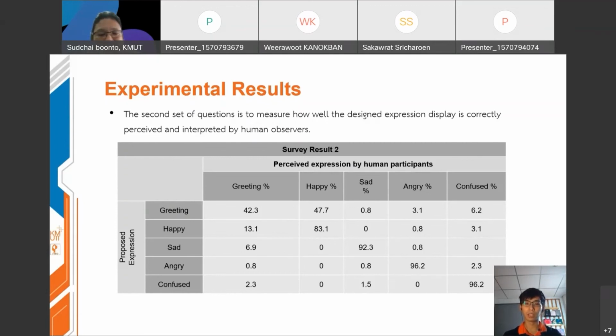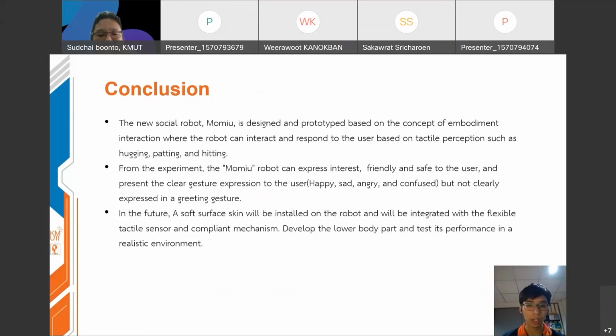For the conclusion, this kind of robot is very new, and we want to introduce a new reception robot based on the concept of embodied interaction, where robots can interact and respond to the user based on tactile perception, such as hugging, patting, and hitting. From the experiment, the Moomin robot showed that users feel friendly and safe, and users can understand the gestures happy, sad, angry, and confused correctly, but not the greeting gesture.